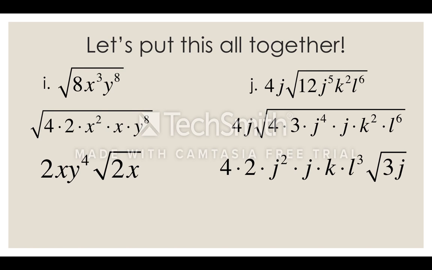So one more step, I need to simplify outside of the square root this time. So I'm going to have 4 times 2, which is 8. J squared times j, which remember when you're multiplying variables, you're going to add the exponents. So 2 plus 1 is 3, so j squared times j is j to the third, and then you also have the k times l to the third. And bring on down that square root of 3j.